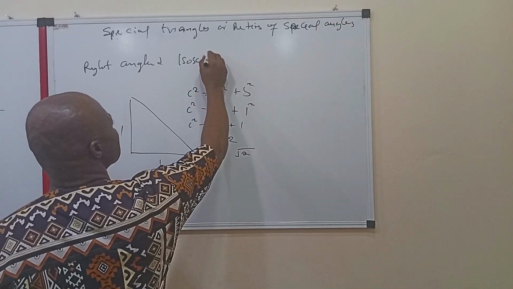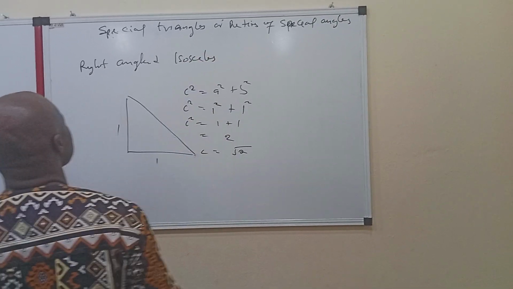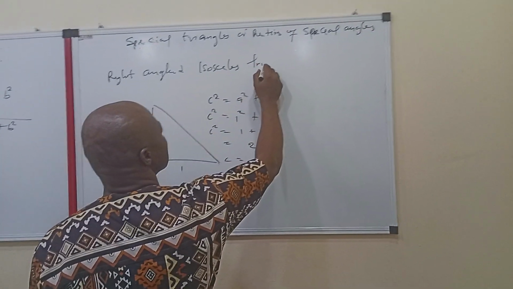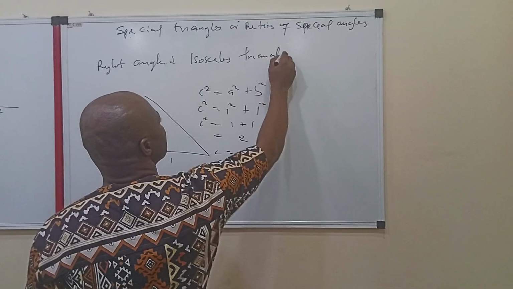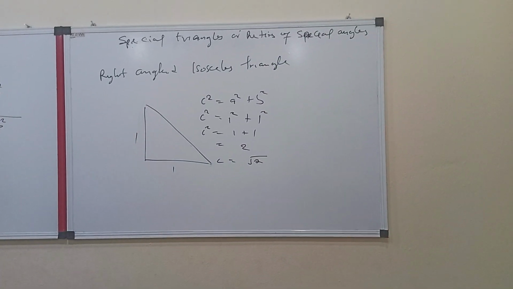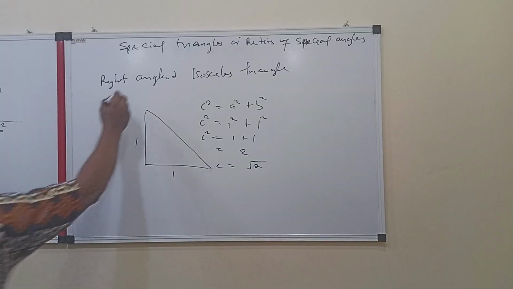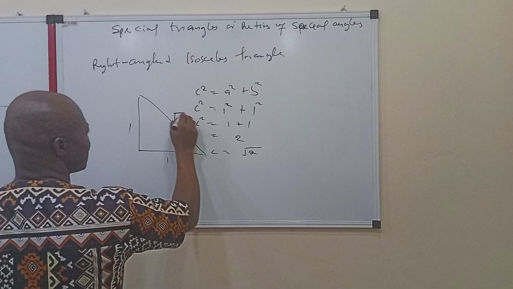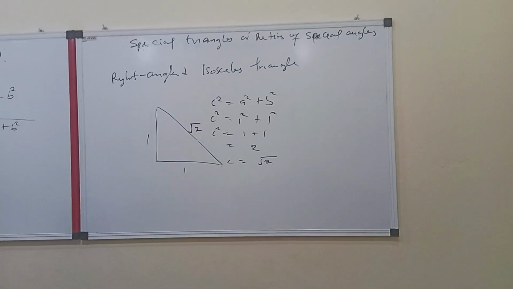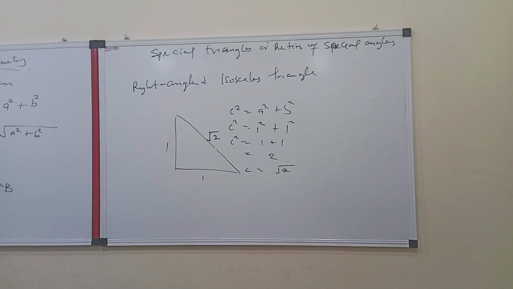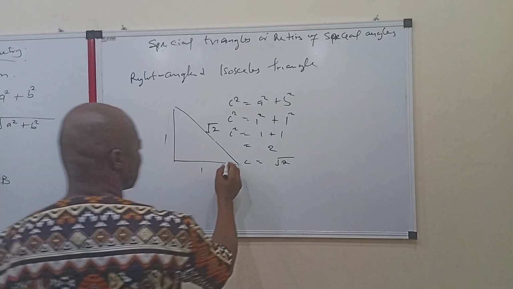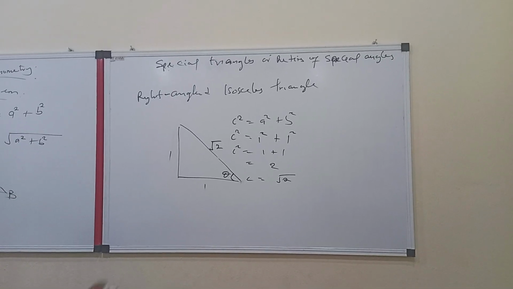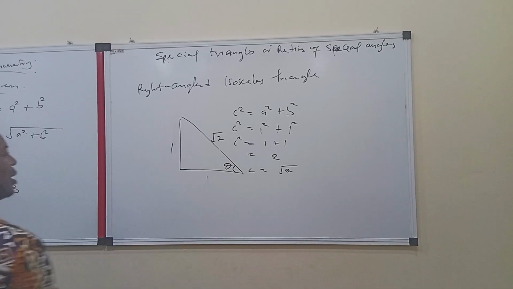Here is a right angle isosceles triangle, meaning that here is the square root of 2. That's what we have. Now, if we assume that here is theta, then we can determine the sine, the cos, and the tan of that angle.